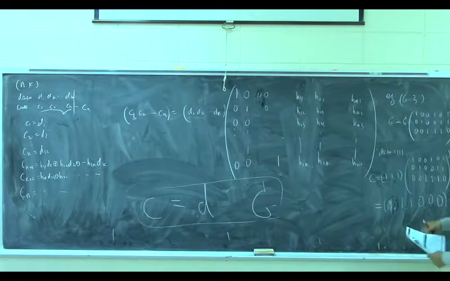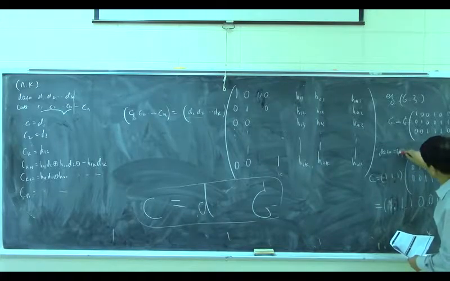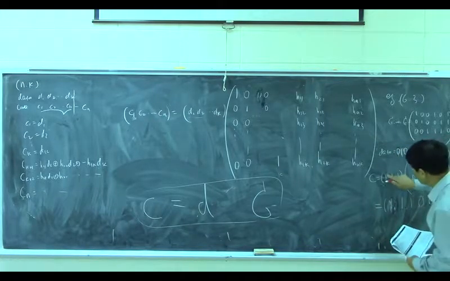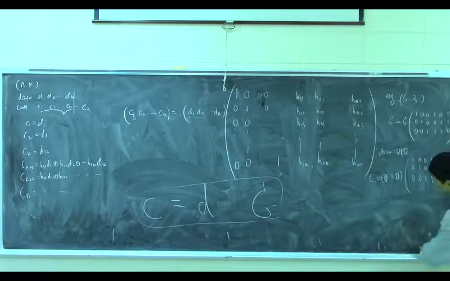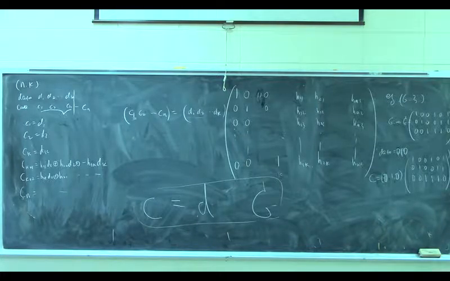This is for this data. How about for data 0, 1, 0? Let's try again. Anyone? At the back, can you try this? For this data, what is the code? 0, 0, 1, 0. Okay. Good.